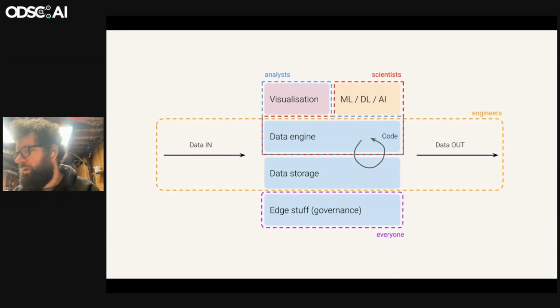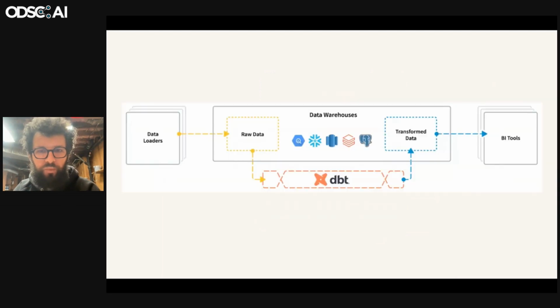This is a diagram that I designed a few years ago that summarizes what a data platform is. And actually, this is pretty accurate, I would say. A data platform is a data engine that sits on top of a data storage, on which you run some code and you produce some assets. These assets can be used to visualize data or do machine learning, deep learning, AI, whatever. The perimeter of the data engineers is the one in orange, which is interesting because you handle how data goes in and how data gets out.